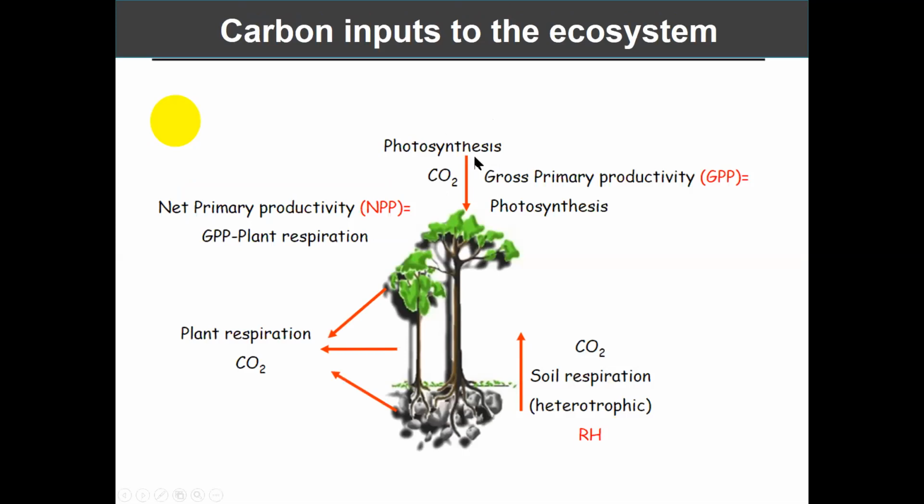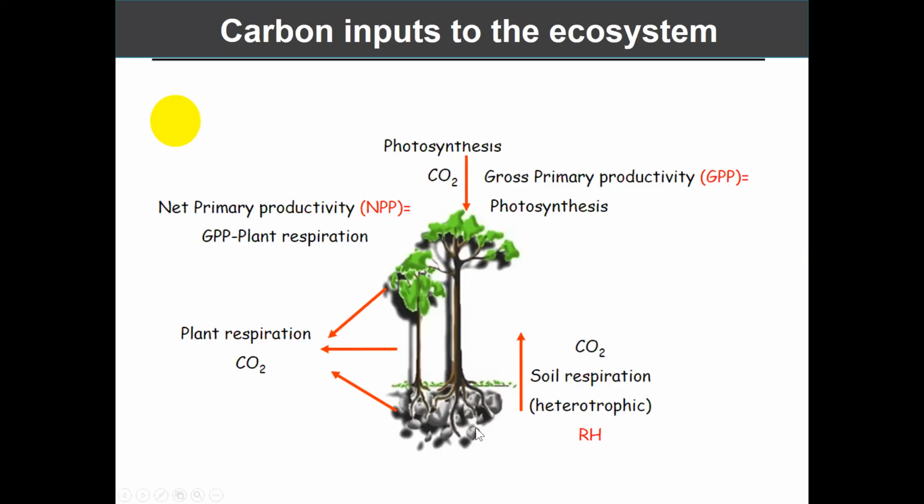So if you can see here in this diagram, carbon enters the ecosystem as photosynthesis, or gross primary productivity. So carbon enters the plant via photosynthesis, and this is called gross primary productivity. And it goes to the different compartments in the plant, to the roots and to the soil.